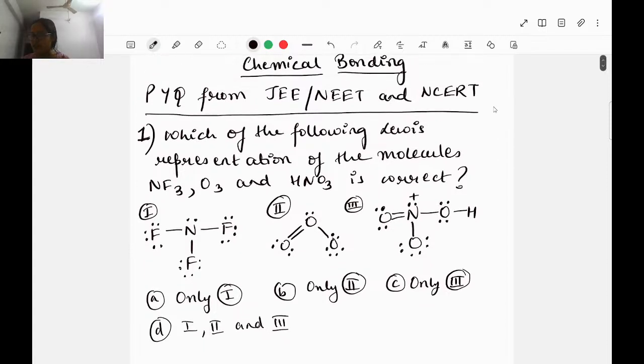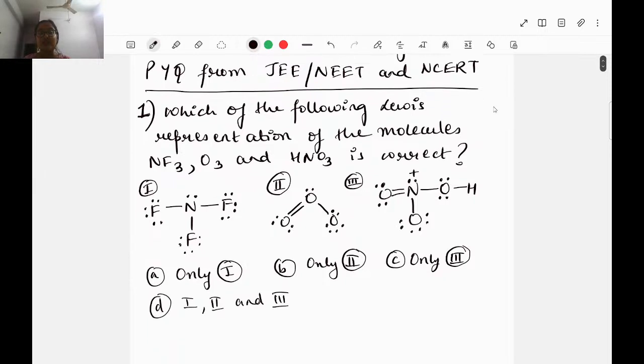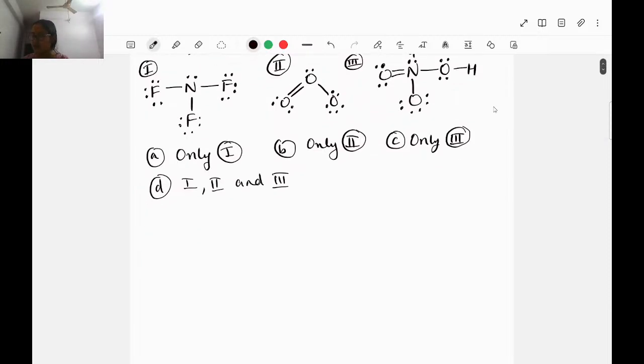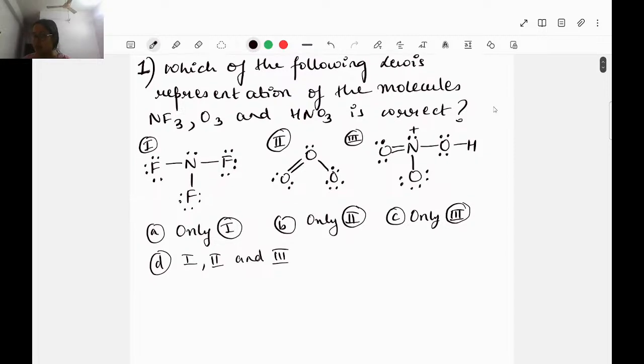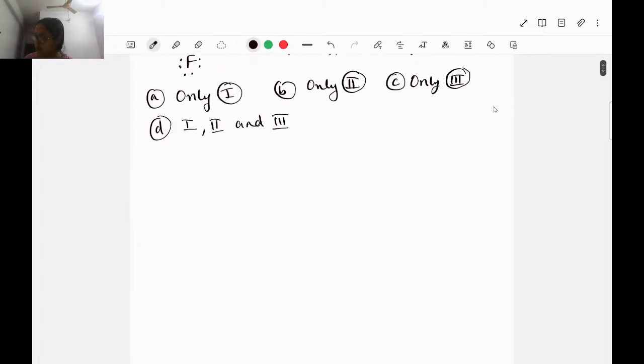So the first question, as you can see over here, is: which of the following Lewis representations of the molecules NF3, O3 and HNO3 is correct? You have already been given the Lewis representations, and we have to determine which one is correct. There are four options. The main thing in here is the Lewis dot structure. So let us start with the Lewis dot structure.